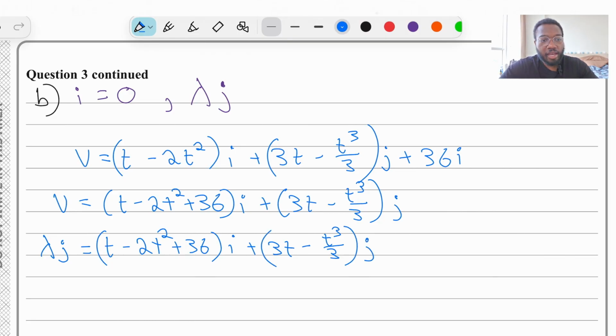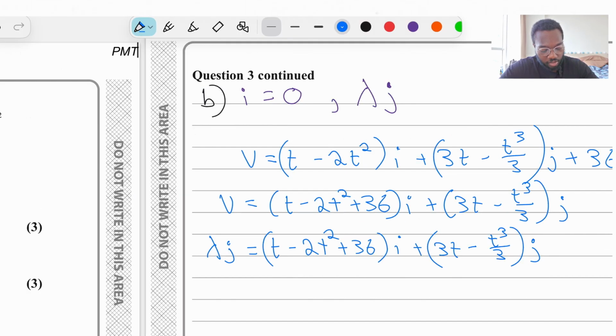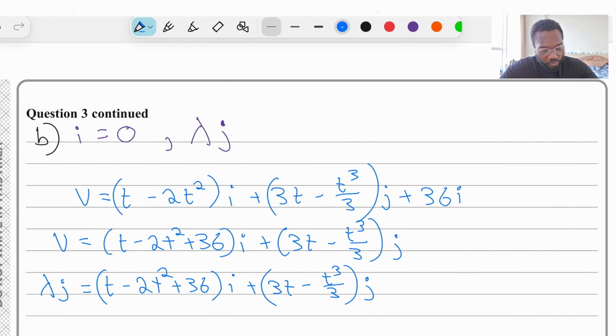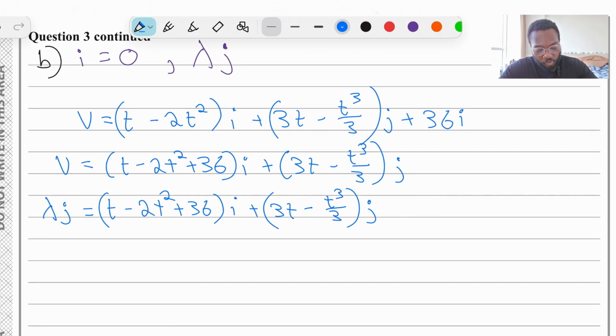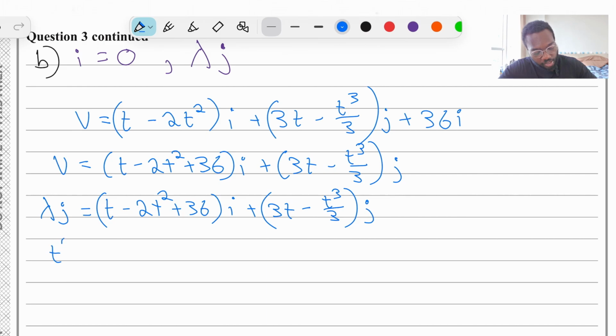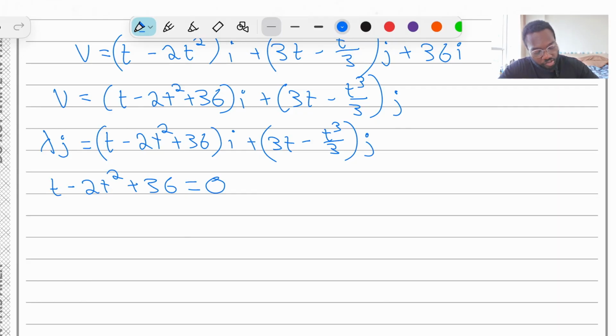And therefore, if we know that, it becomes very easy to work out, because we need to work out the t value. If we have no i component, we know the i part is equal to 0. Therefore, t minus 2t squared plus 36 has to equal 0, because we have no i component. And that's a nice quadratic equation. If we rearrange that, we get 2t squared minus t minus 36 is equal to 0.